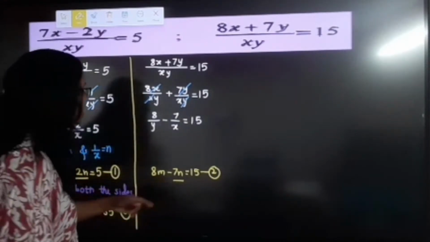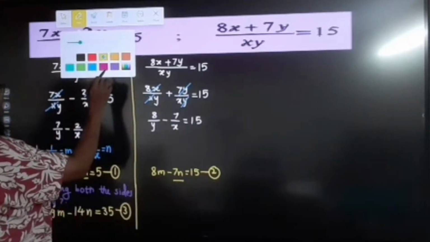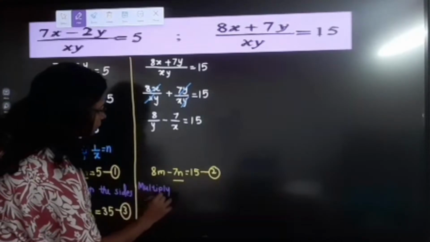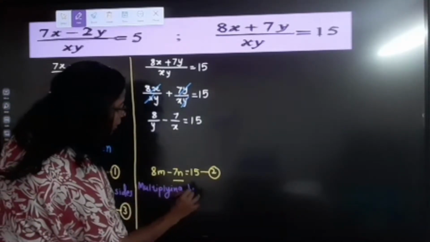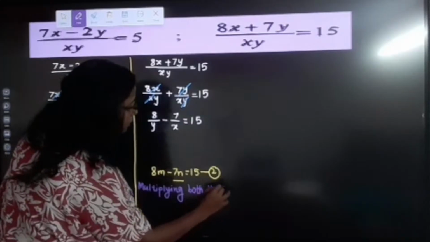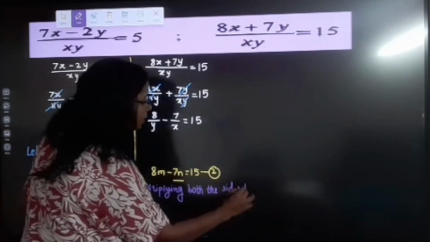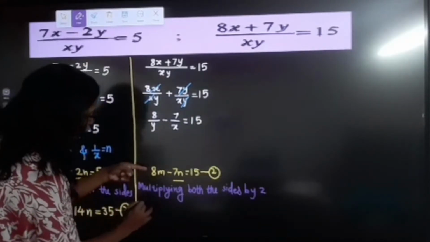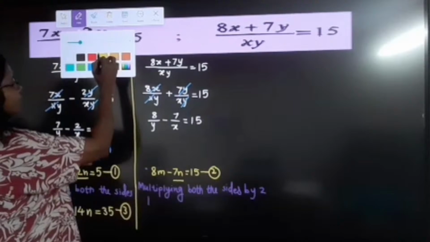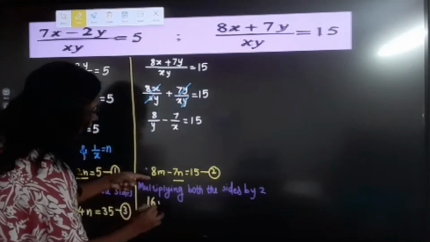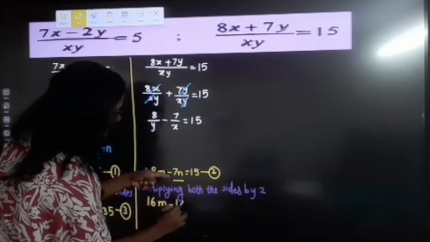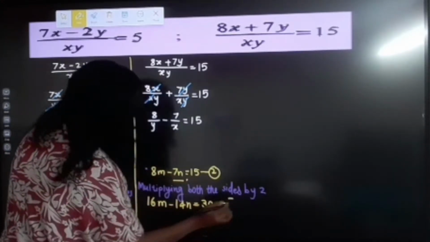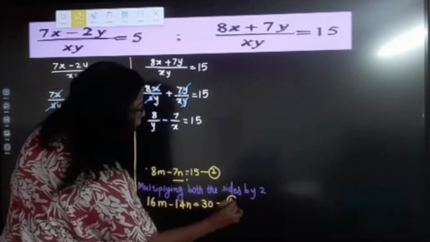And here also, students, multiplying both sides by 2. So multiplying 2 by 8, we get 16m plus 14n, 15 2s are 30. So we call it the fourth equation.